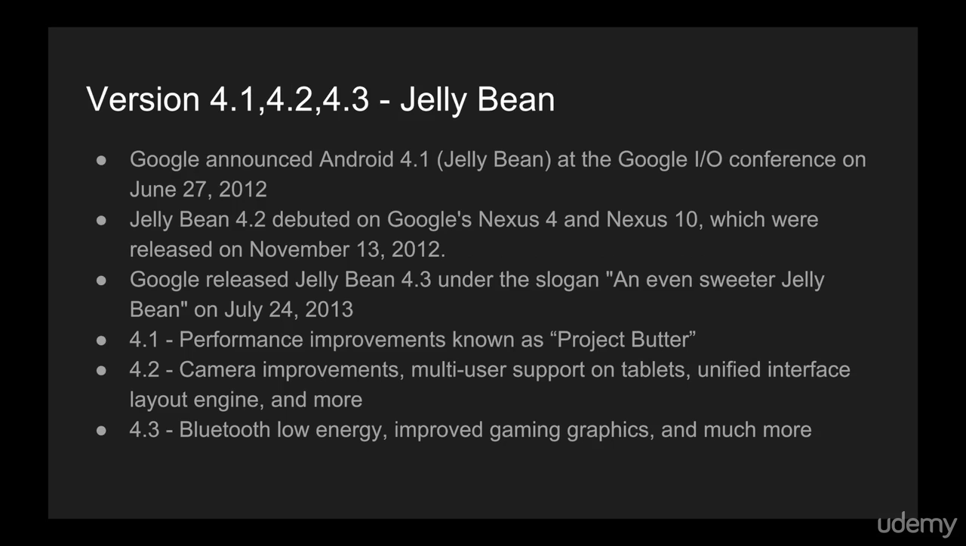The next version was 4.1, also called Jelly Bean, and Google announced this on June 27th, 2012. Jelly Bean was an incremental update with the primary aim of improving the functionality and performance of the user interface. It had a much smoother user interface. It had enhanced accessibility. It had expandable notifications.